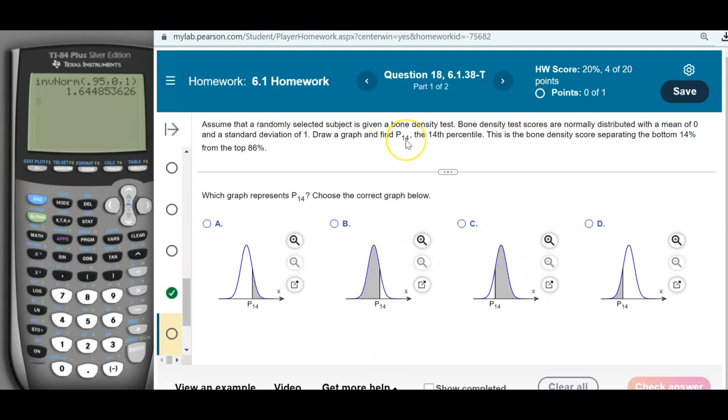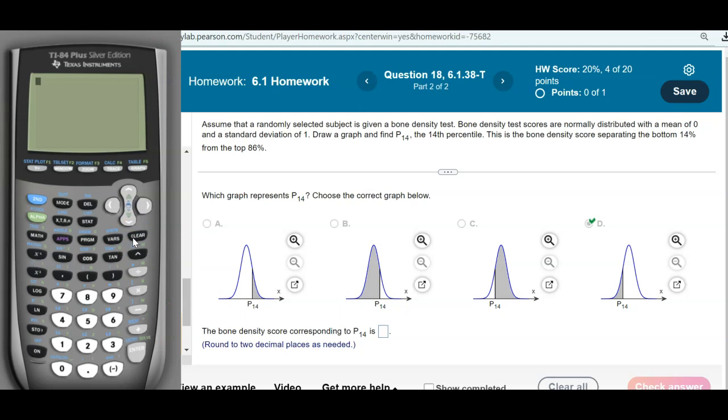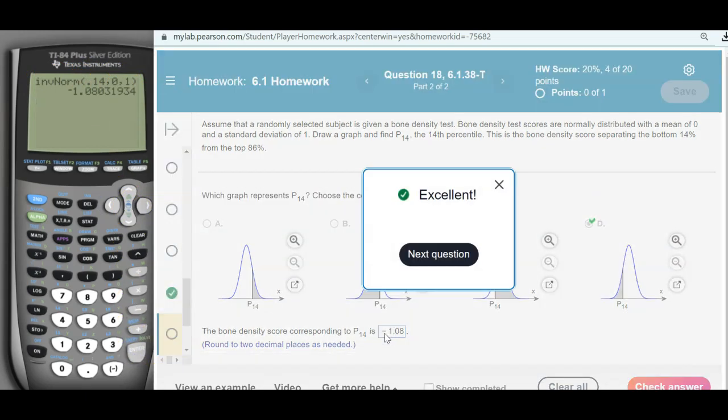All right, this is the 14th percentile, so the bottom 14%. So again, only 14% is below it, so that's going to be just not much shaded, so that's going to be D. The stuff to the left of it, when we're looking at a small percentage like that, there's just not going to be much shaded in that left tail. All right, and then what's the number? Again, that's an inverse, so inverse norm. The area is 0.14, mean is 0, standard deviation is 1. All right, if you don't have that sub-menu, you just have to make sure you put it in that order. Area, mean, standard deviation. So there's my number. All right, so the TI calculator is pretty straightforward. It's just those two menus that you're going to use.